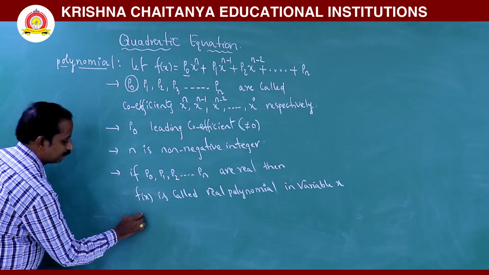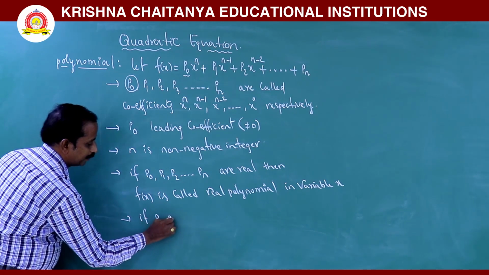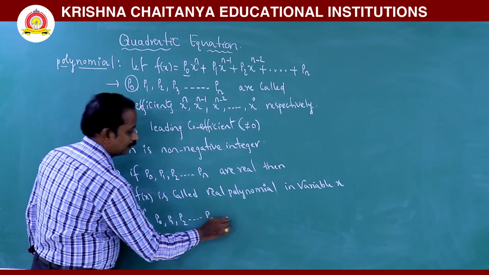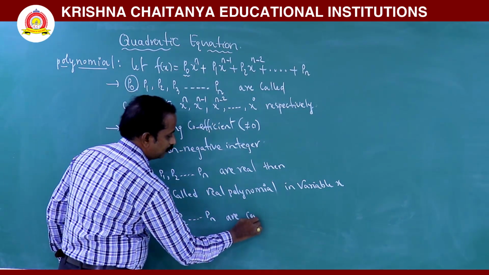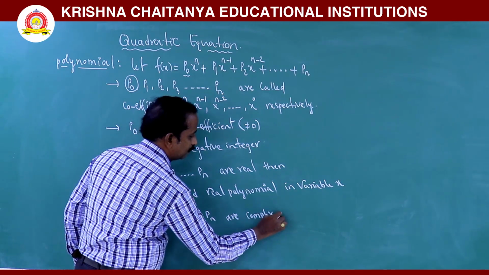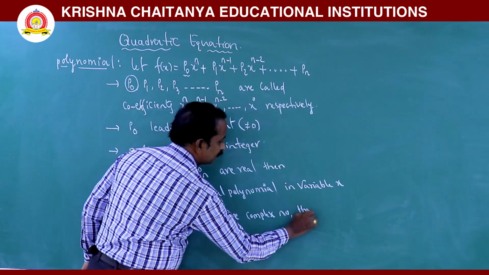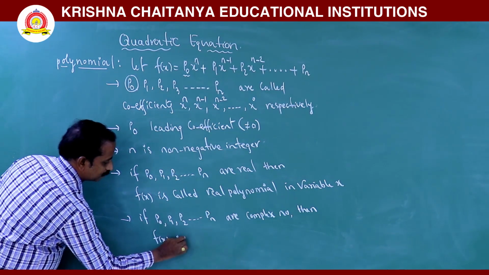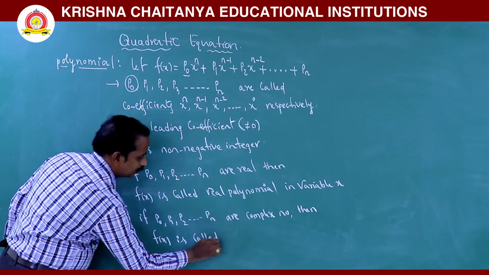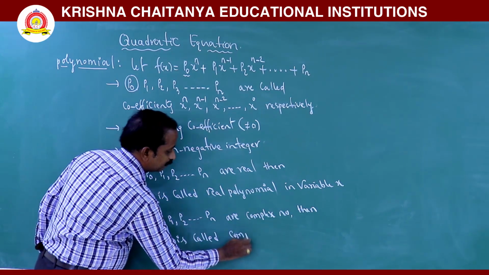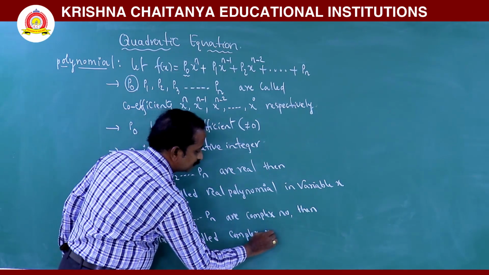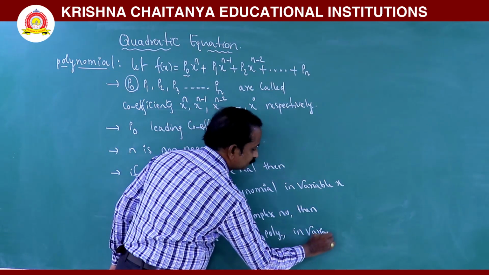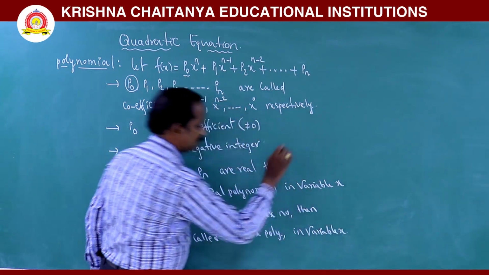Next, if p naught, p1, p2 and so on pn are complex numbers, then in this case the polynomial f of x is called a complex polynomial in variable x.